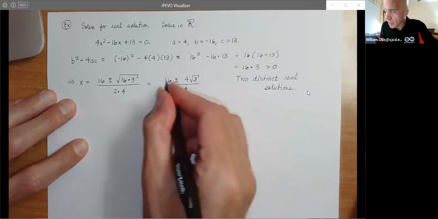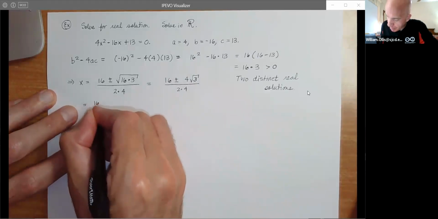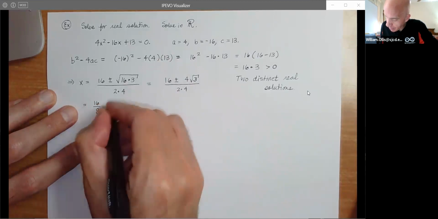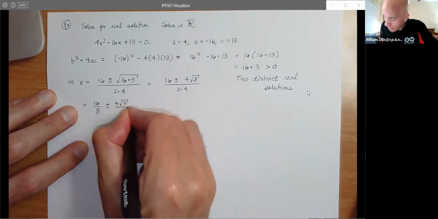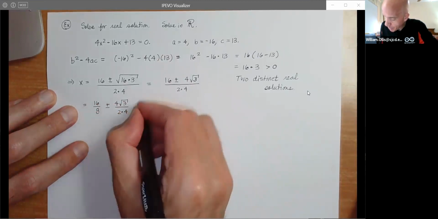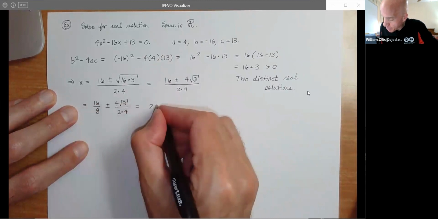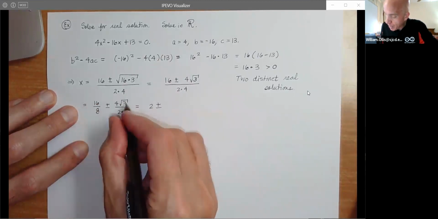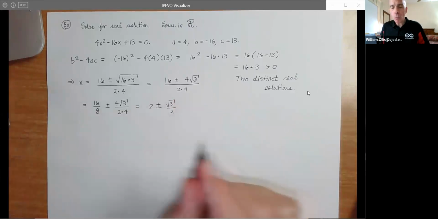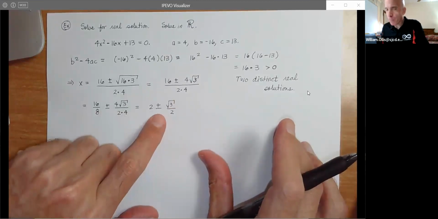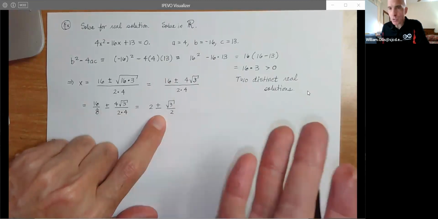Now you can leave this as one fraction, or you can break it up. It doesn't matter. So we have 16, that's 8 divided by 8, plus or minus 4 root 3. And I'll leave it factored for this one so we can see the common factor of 4. So this will give us 2 plus or minus. Now here we notice that the 4 is absorbed, plus or minus square root 3 over 2. Now, one thing you can see here, it wouldn't matter if we kept a common denominator of 2, and of course that would be a 4, but just personal choice here.